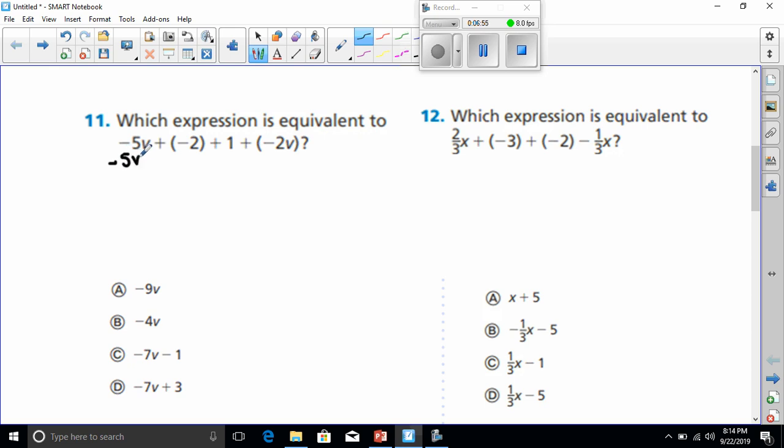Are there any other terms that have v in it to the first power? I see one over here that says negative 2v. So I can put negative 2v over here, and we're going to group these together. Now I'm going to look for the numbers because I don't see any other terms with variables in it. And I see a negative 2 and a positive 1. So let's see, minus 2 plus 1.